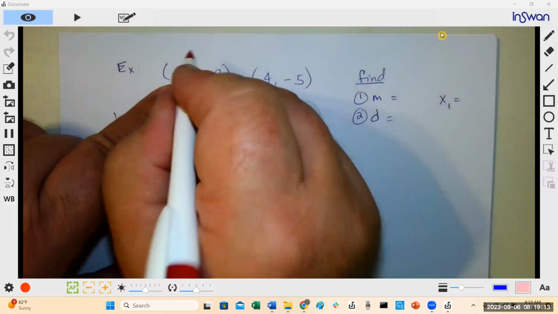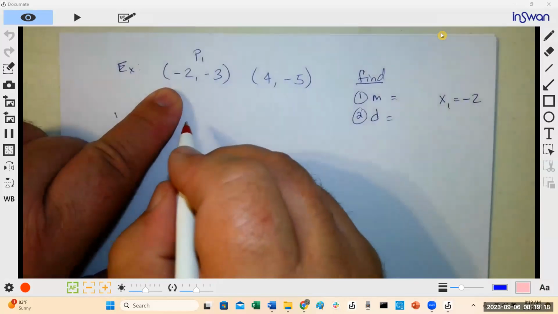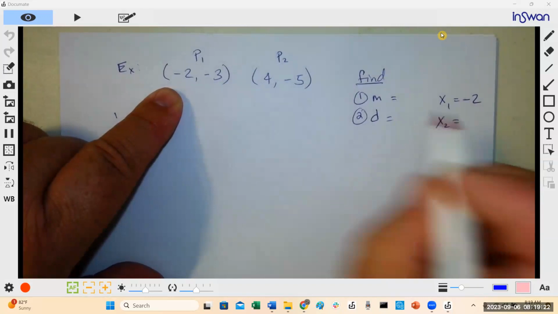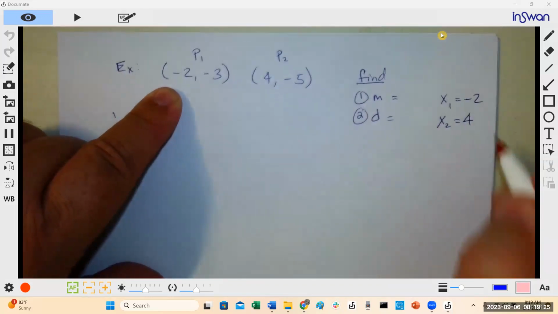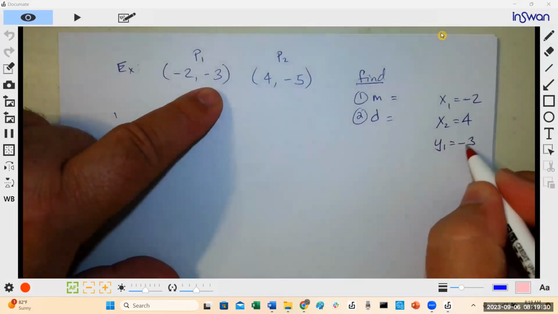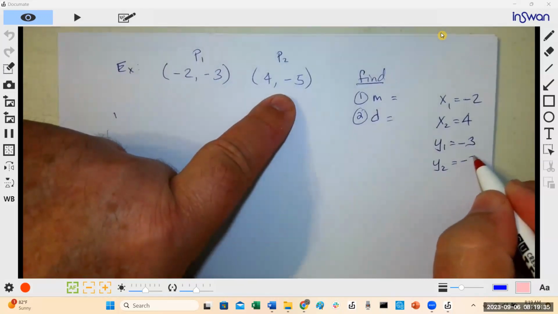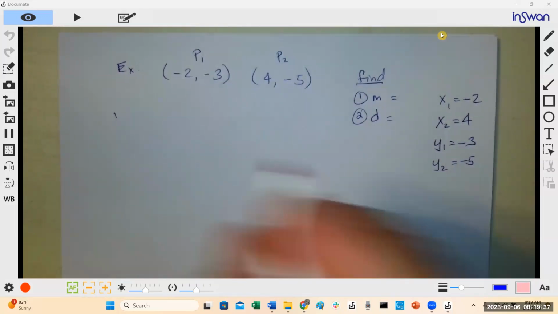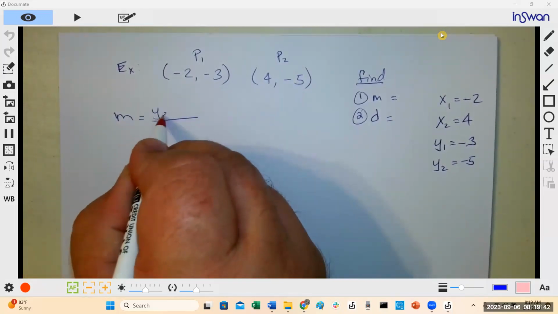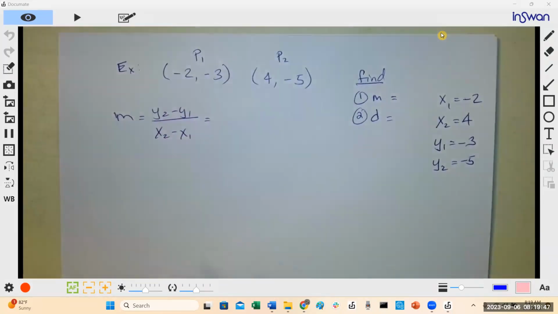X1 is the X value of the first point. X2 is the X value of the second point. Y1 is the Y value of the first point. Y2 is the Y value of the second point. Get into the habit of writing down the equation whenever you're solving these problems.